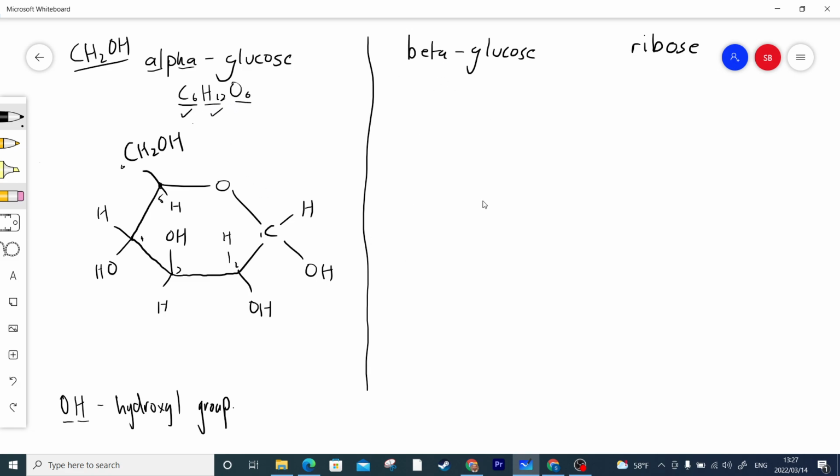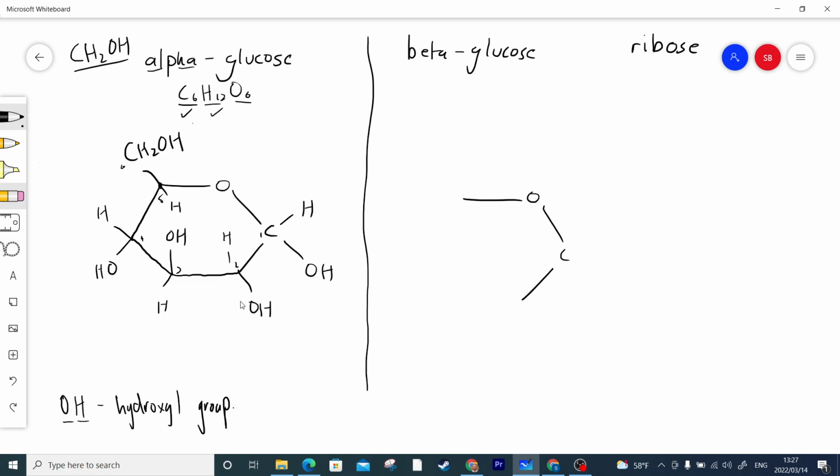Now let's have a look at beta glucose. Everything is exactly the same, except you're going to switch these two around. So we've got this carbon 1 over here, and it's specifically carbon 1 that you switch the hydroxyl group.